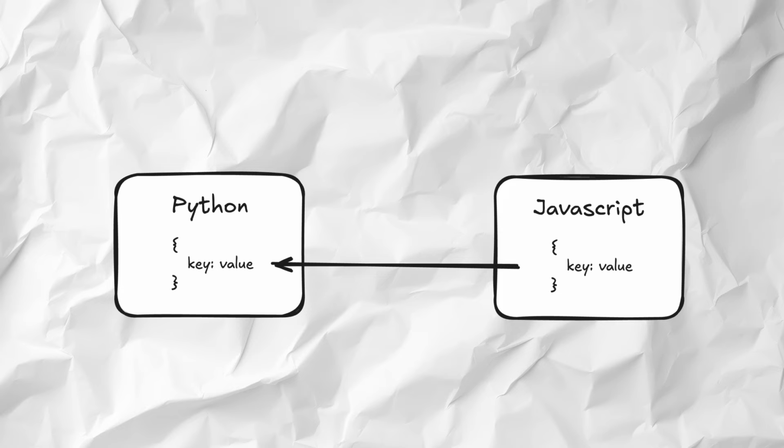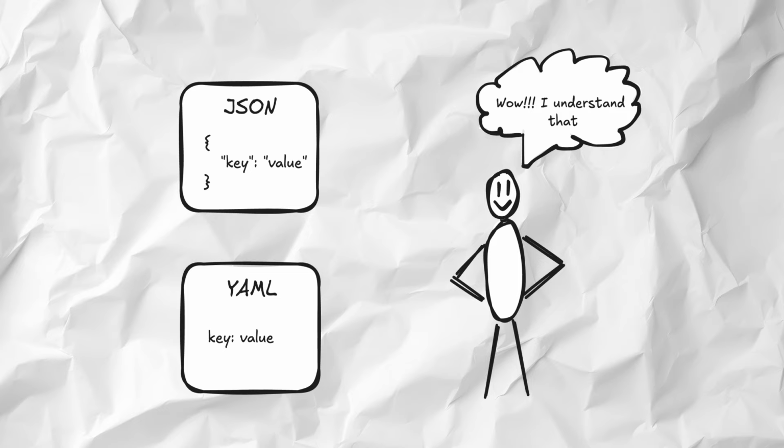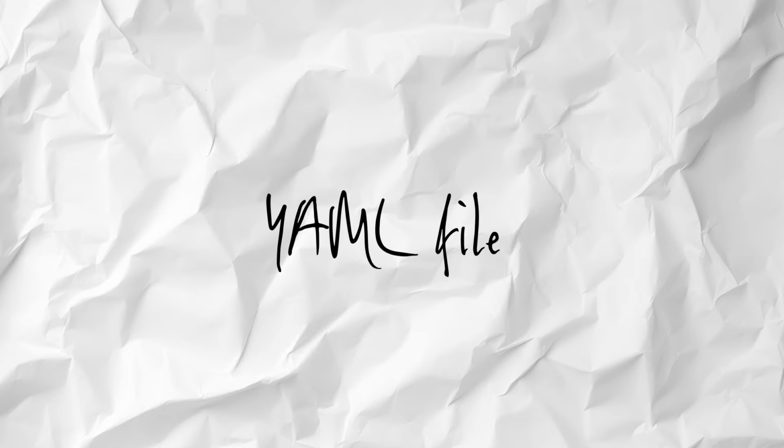To solve this, JavaScript, using its own encoder, converts its object into a standard format such as JSON. The JSON data is then transmitted over the network to the Python server, where Python's decoder converts it into Python dictionaries, so it can successfully recreate the data. So, serialization allows data to be stored in a human-readable way and used across different programming languages, making it irreplaceable in software development. Let's move on to our main topic, which is the YAML file.